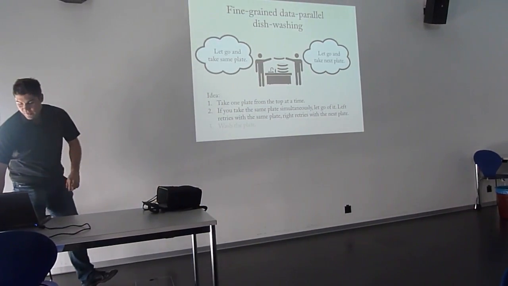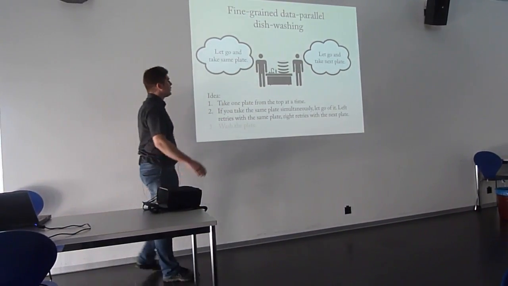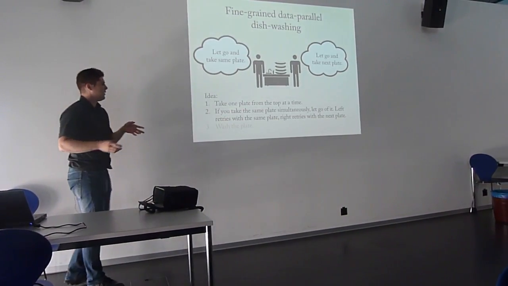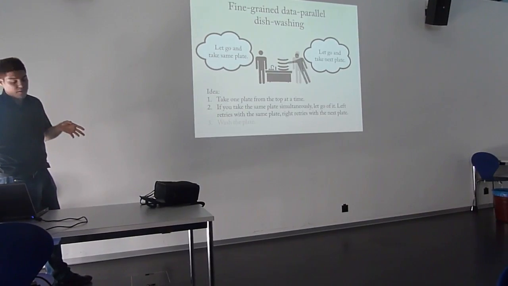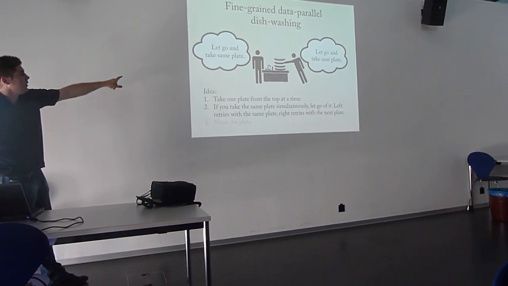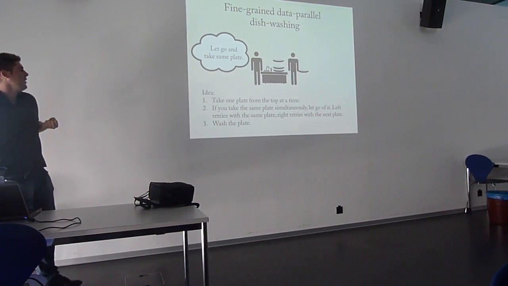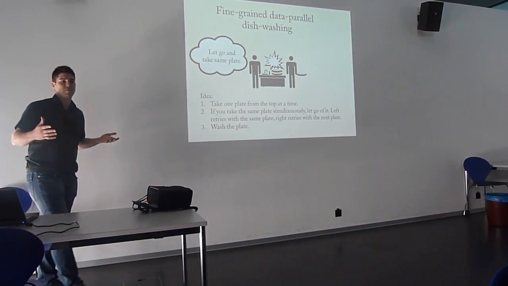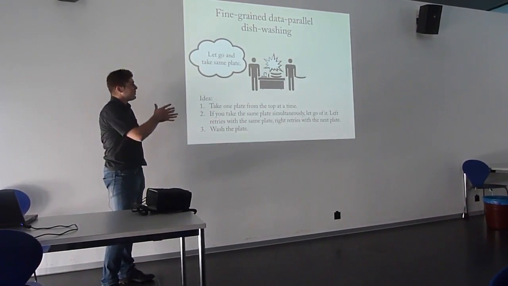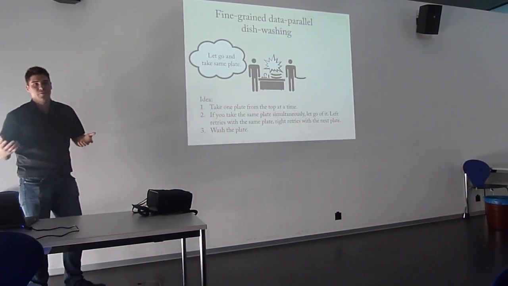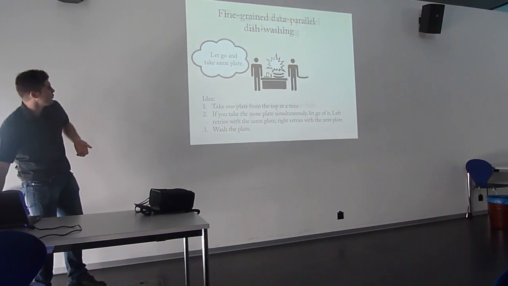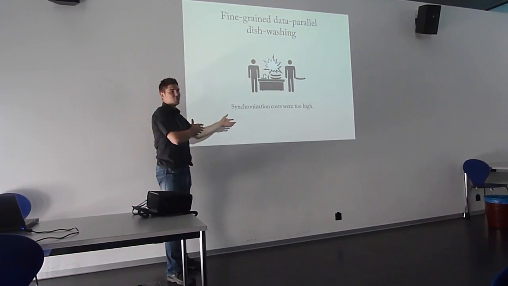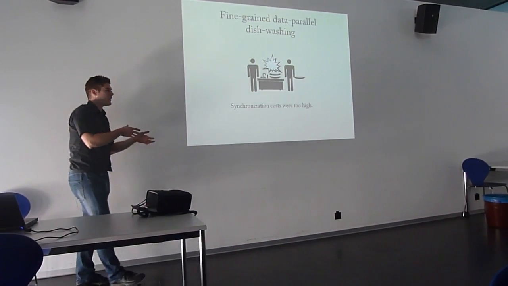And then what happens is that these two workers don't work exactly with the same speeds. One is a little bit faster than the other. So the right guy grabs the second plate, he pulls it out, and he decides I can wash it now. And then this one falls down and breaks. And as a result of their data parallel dishwashing, they broke some plates, which is not what you want to do. What we say about this kind of synchronization is that synchronization costs are too high.